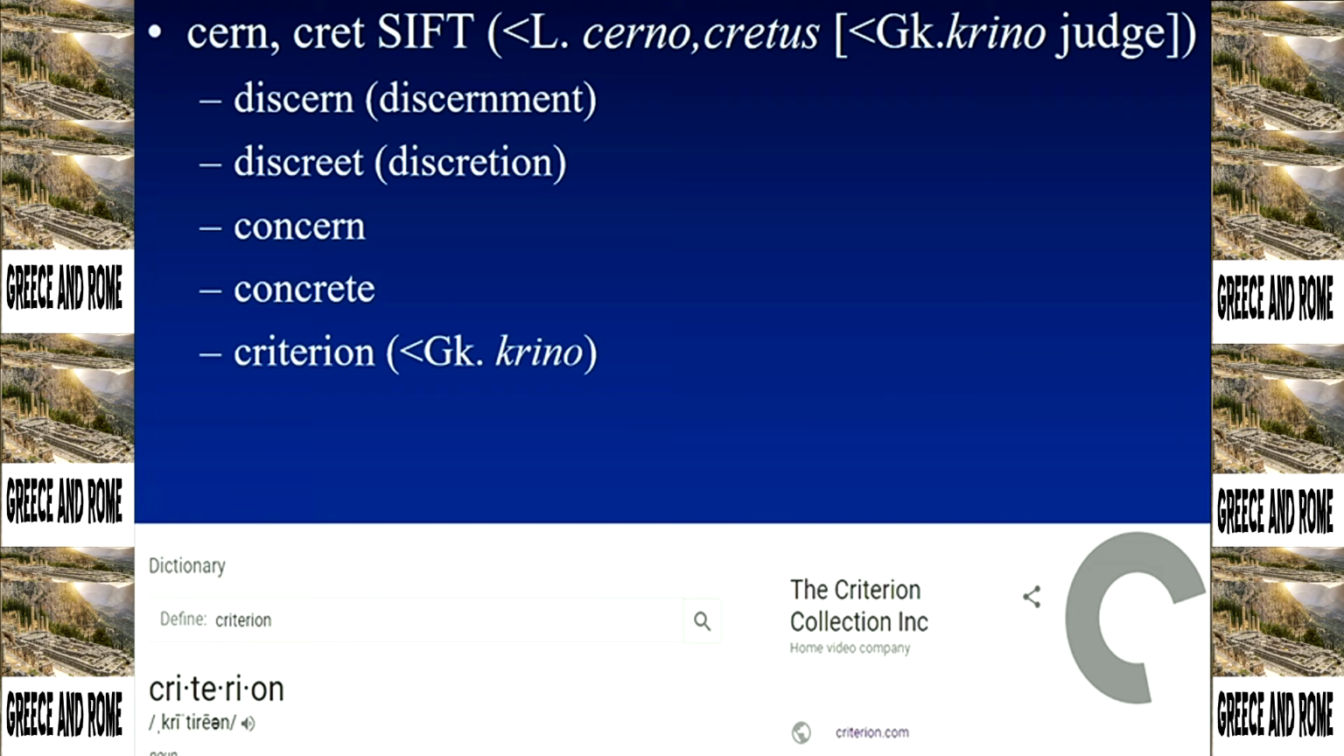This is a Greek word. This comes from krino. I told you guys that cerno is related to krino in Greek, and this is an example of a word built from a Greek root rather than a Latin root, but connected to the Latin root, cognate with it. And so a criterion is a judgment. It's a fancy way of saying a judgment. And so the Criterion Collection is the judgment collection. In other words, it's a collection of films that those who have curated the list judge to be the greatest movies in the world.